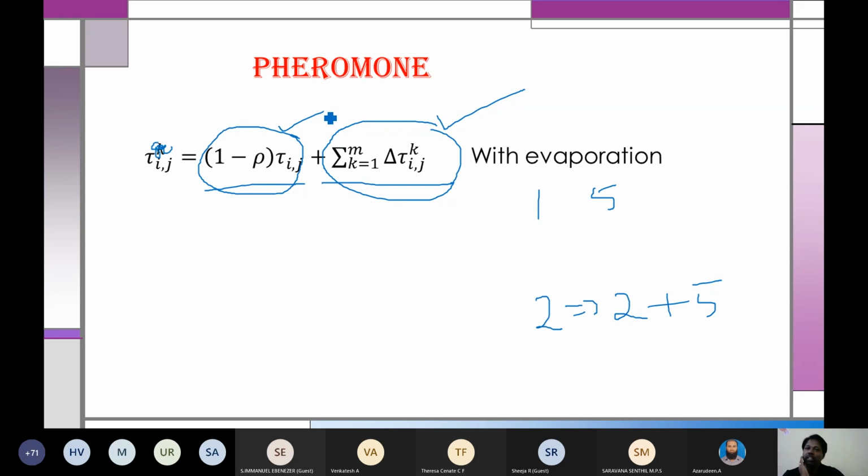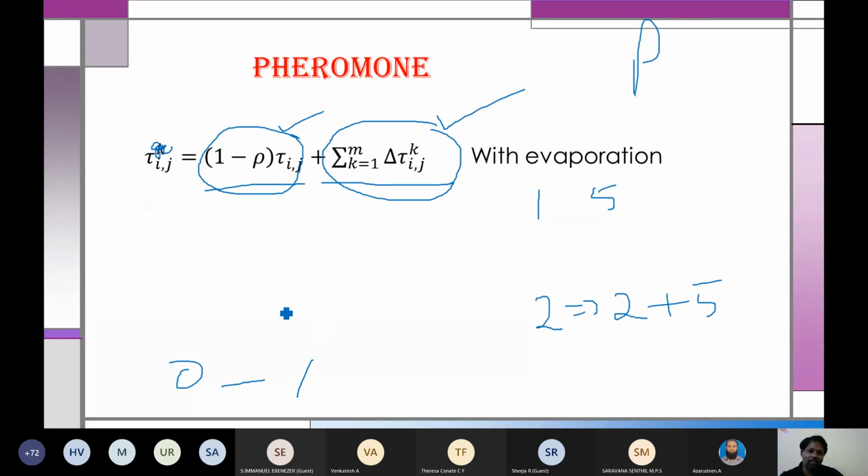But the thing is that we need to introduce a factor called evaporation. In the first iteration, nothing is there. When you come to the second iteration, some percentage of the pheromone deposited in the first iteration will evaporate. That is what practically happens, so that has to be converted into a mathematical formula. So this rho is the evaporation factor. That will decide how much is evaporating. Rho can take a value from 0 to 1.